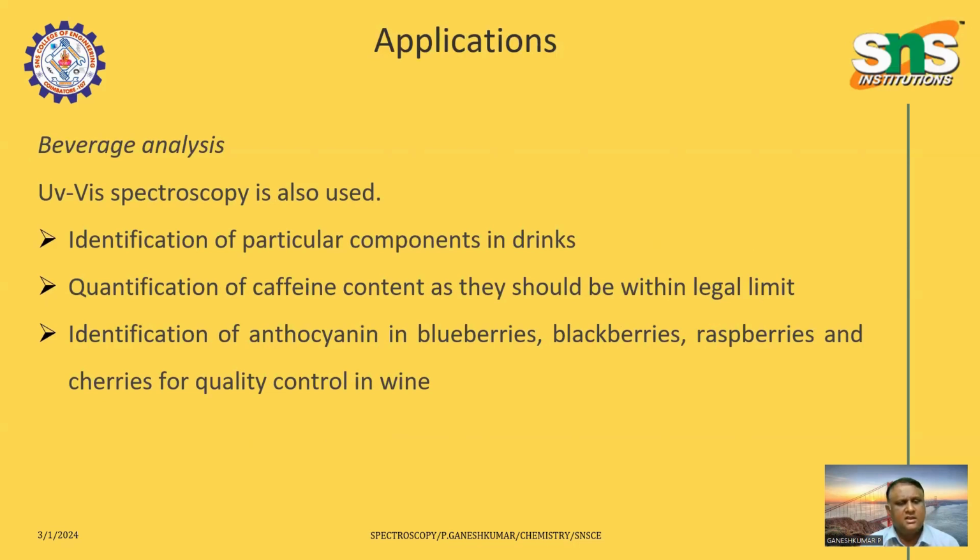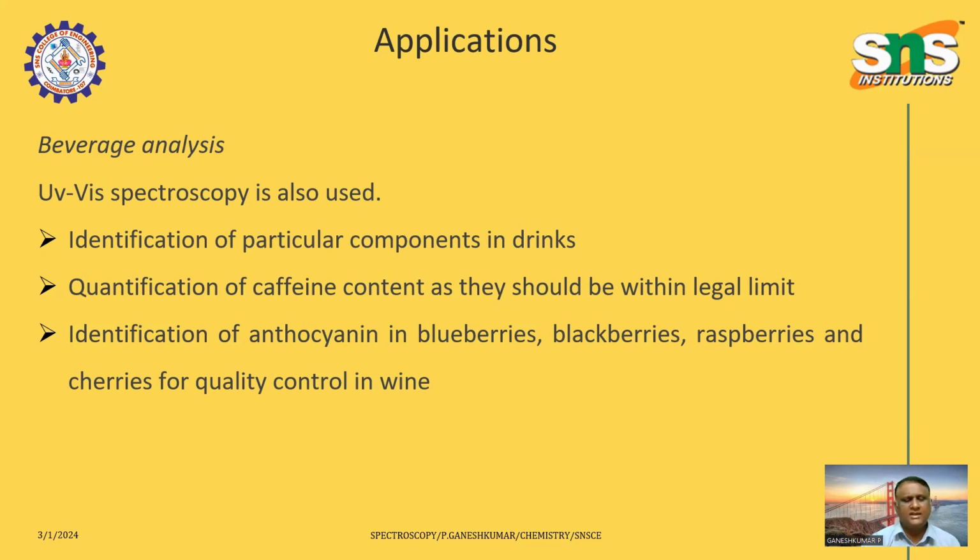Beverage analysis. In beverages, we can identify particular components of the drink. We can find contamination or the sugar level. We can find whether any additives are present. Quantification of caffeine content can also be studied, whether it is within the prescribed limit. Identification of anthocyanin in blueberries, blackberries, raspberries, and cherries for quality control in wine can also be easily studied.